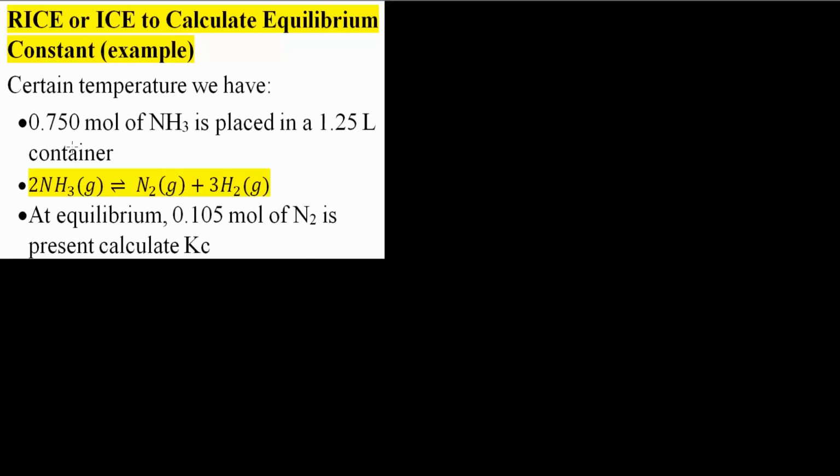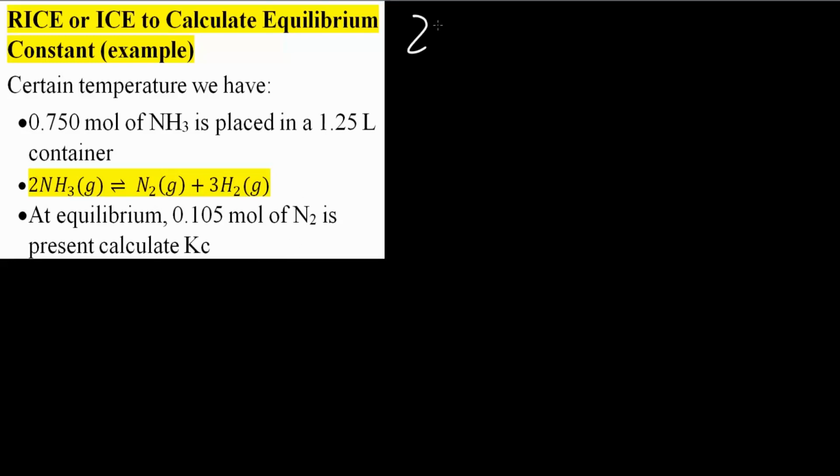So in our problem, we have a certain temperature. We have 0.75 moles of NH3 placed in a 1.25 liter container, and NH3 breaks down into N2 plus H2. At equilibrium, we have 0.105 moles of N2, and we want to know Kc. So let's get started. First we will write down the equation.